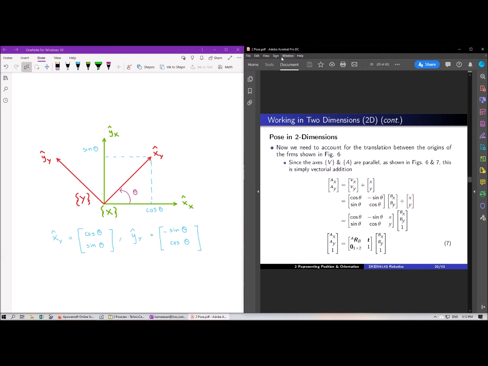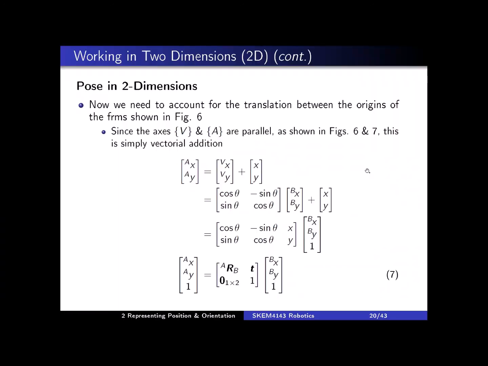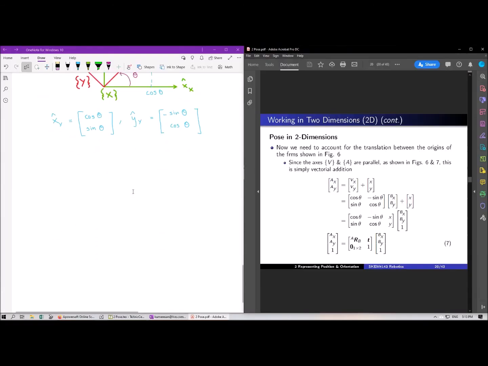So we have described the orientation or the rotation in 2 dimensions. Now let's move on to pose. Recall, pose is position and orientation. Now we need to account for translation between the origins of the frames shown in figure 6. Since the axes V and A are parallel, as shown in figures 6 and 7, this is simply vectorial addition. So what is happening here?